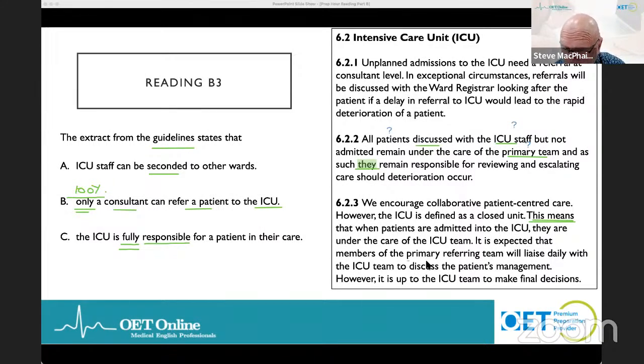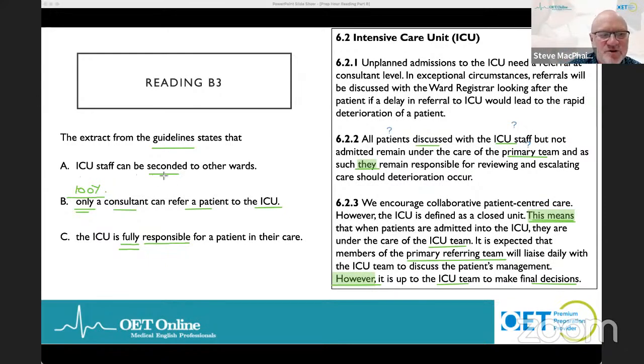There are two teams: we've got the ICU team and the primary referring team. So it's expected that members of the primary referring team will liaise daily with the ICU team. Two teams have got to communicate to discuss the patient's management. However, it's up to the ICU team to make final decisions. Always be aware. This signal word, "however", is very important. Okay, tell me what you think is right and wrong.